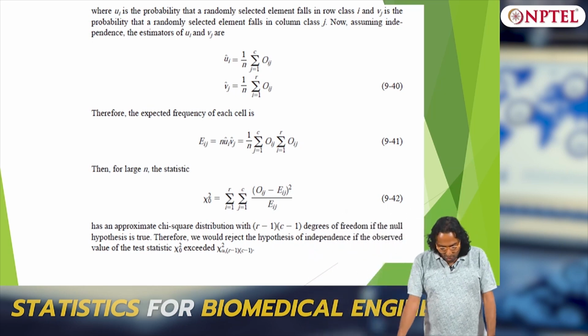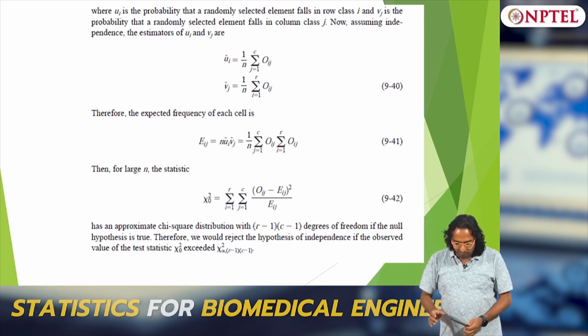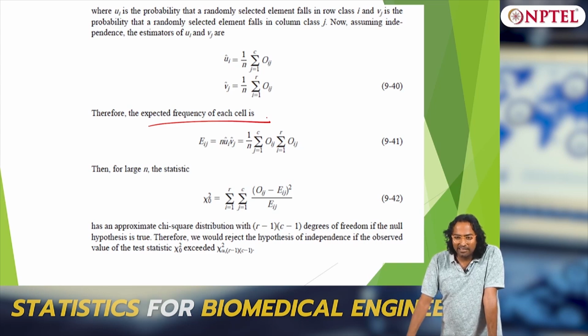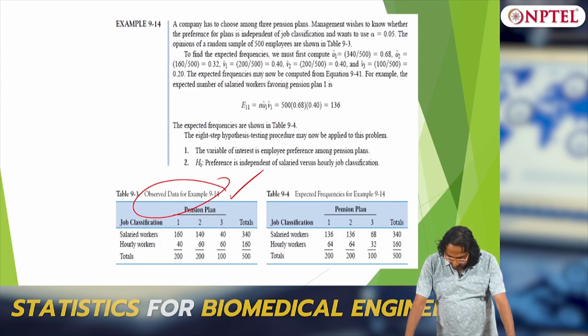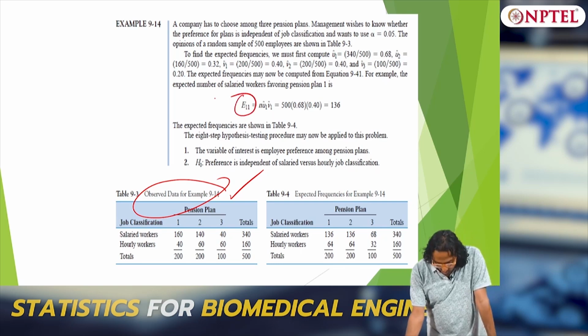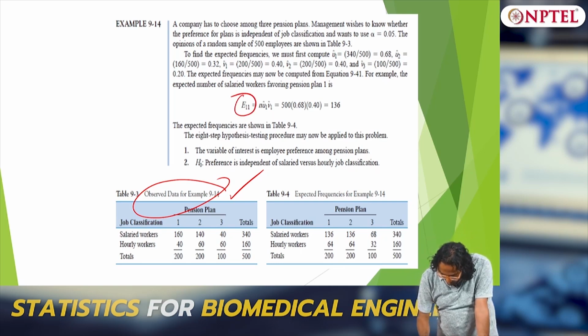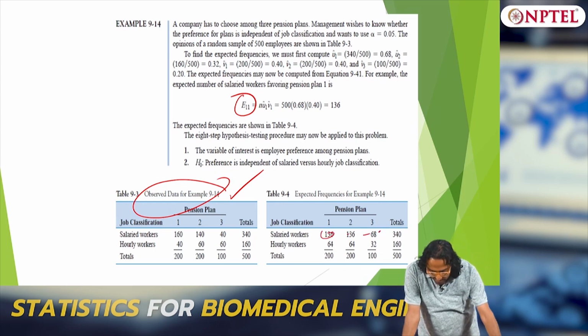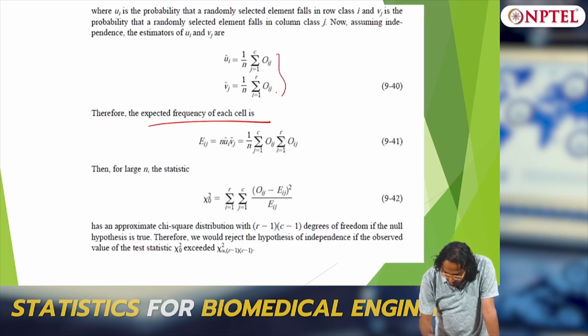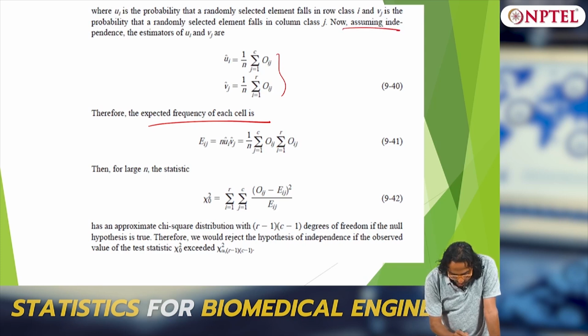Okay. So now we want to know the expected values if they are independent. These are my observed values. What is the expected value in each cell? I want to know the expected values in each cell. How do I go about it? To find the expected values, we assume what is our null hypothesis, that all are independent.